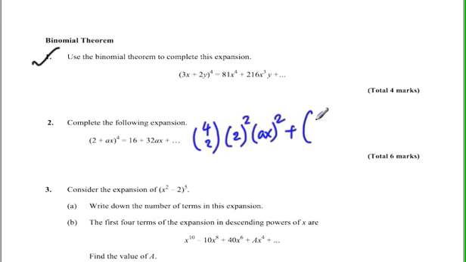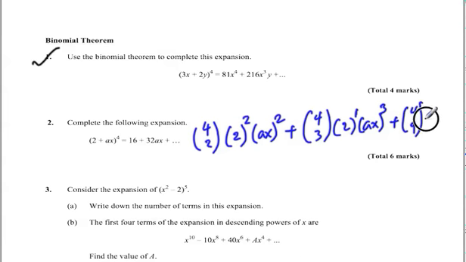So plus 4 choose 3, 2, ax. So this is going to be 3 here, and that's going to be 1. And let's do the last one, which is plus 4 choose 4, 2 to the power of 0, and (ax) to the power of 4. It's a little squished there, but anyways.